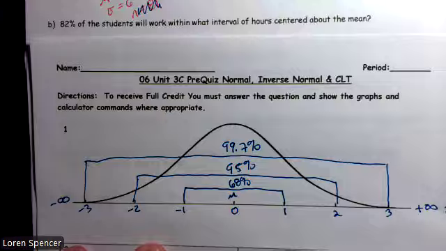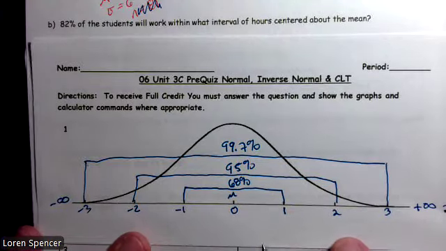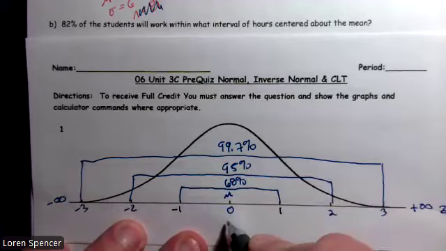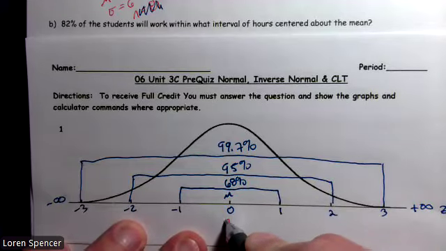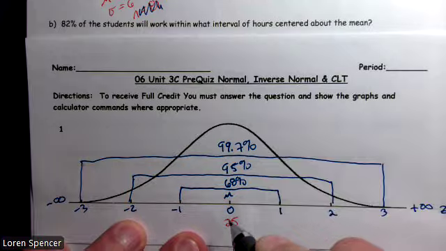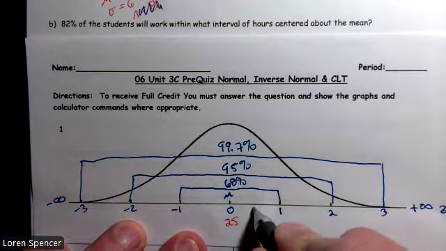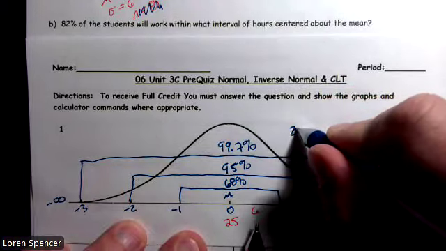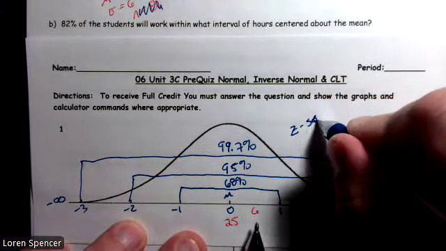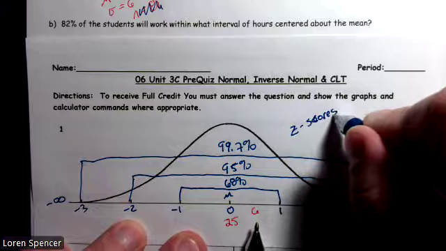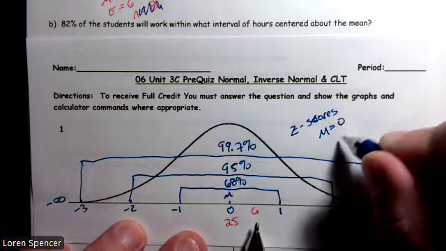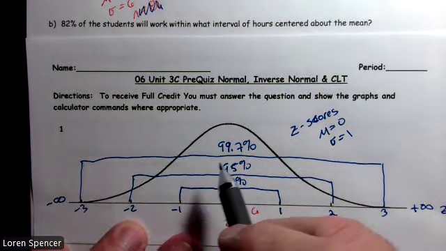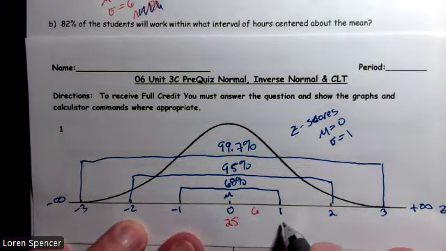Now, we also need to talk about the actual values. Our actual mean is going to be 25, and our standard deviation is 6. And by the way, I'm just going to make a note up here: z-scores, mean equals 0, standard deviation equals 1. But for our actual values, we have a 25 and 6.